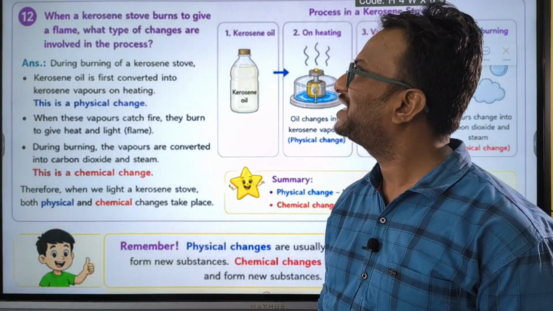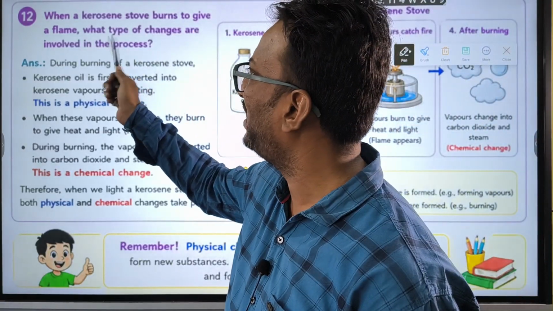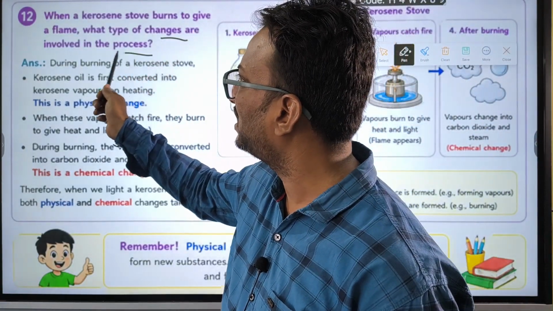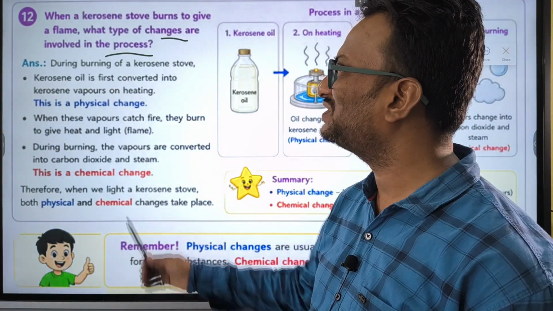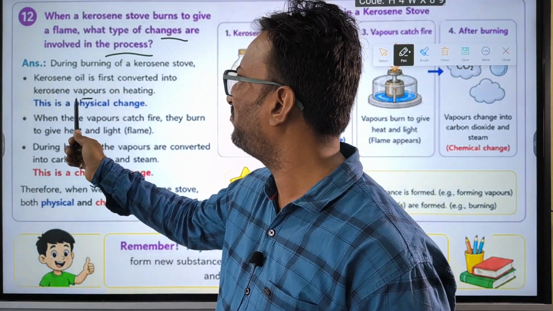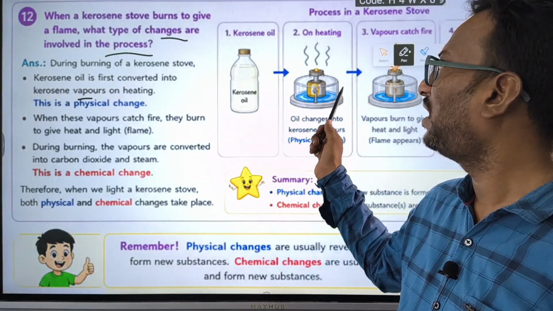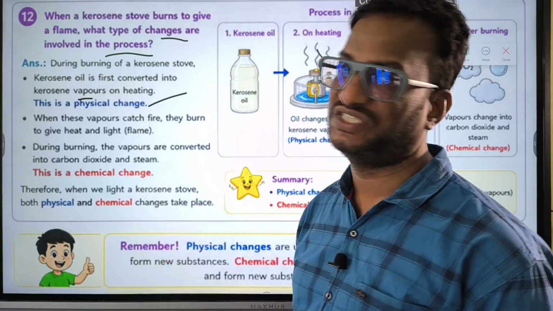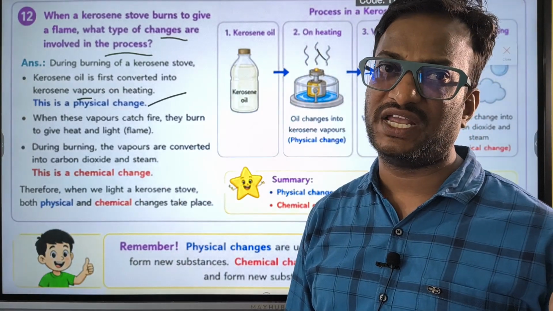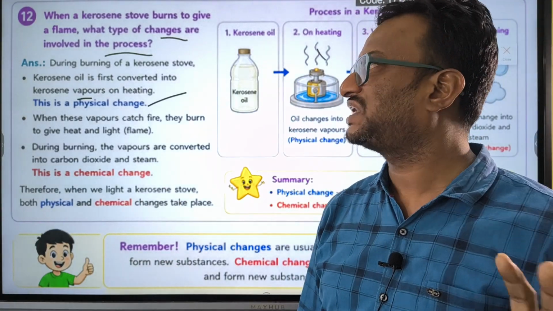Next one, when a kerosene stove burns to give a flame, what type of changes are involved in the process? During burning of a kerosene stove, kerosene oil is first converted into kerosene vapors on heating. On heating, it just converts into vapors. This is a physical change. Kerosene liquid converting into kerosene vapor is a physical change.